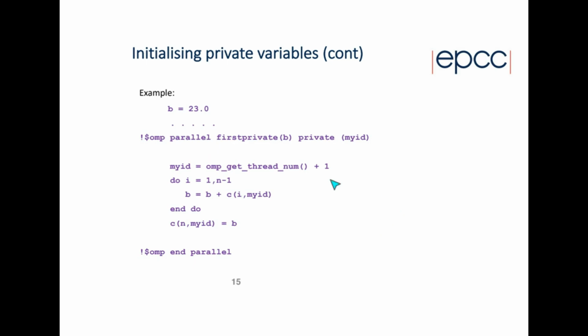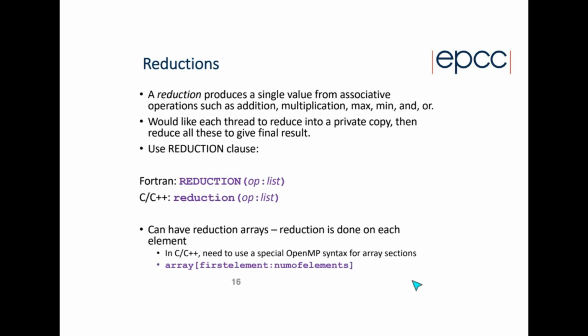And same for Fortran. Okay, so if we have an initial value of b outside, we can declare it firstprivate, and every thread gets a copy with the value 23, which you can then use inside the parallel region. Okay, so that's firstprivate. Say use cases are relatively rare.